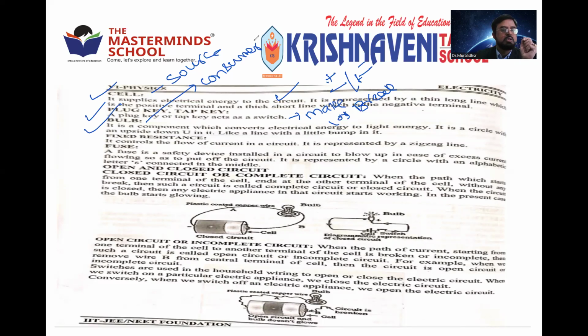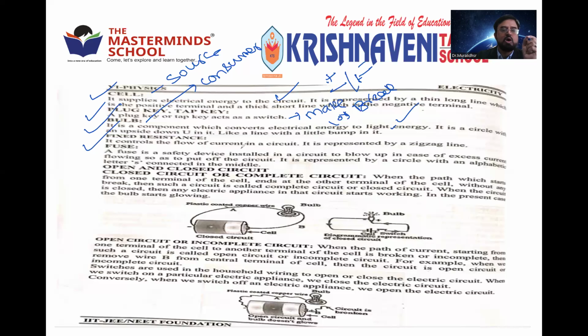Consumer, right? So it is a component which converts electrical energy into light energy. When you are supplying current, the bulb will give the light. Its symbol is a circle with an upside-down U in it, like a line with a little bump in it. Okay, then find resistance.